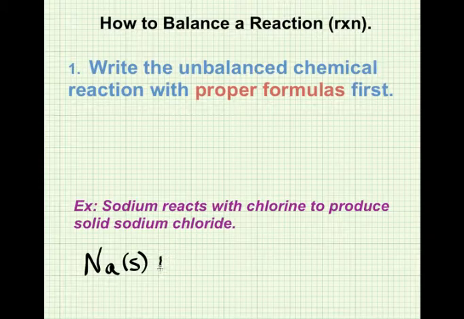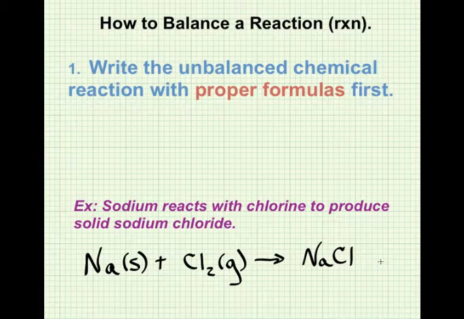Plus chlorine. Chlorine is one of our 7 diatomics, so I need to remember that it is a diatomic molecule, and it is going to be in the gaseous form. And if you look on the periodic table, you'll see that it's one of our gases in the nonmetals. All right, and we're going to make sodium chloride. Sodium is in the first column. It makes a +1 ion. Chlorine is in the 7th column. It makes a -1. That means that I need 1 sodium for 1 chlorine. And it's going to be solid because you were told it made solid sodium chloride.